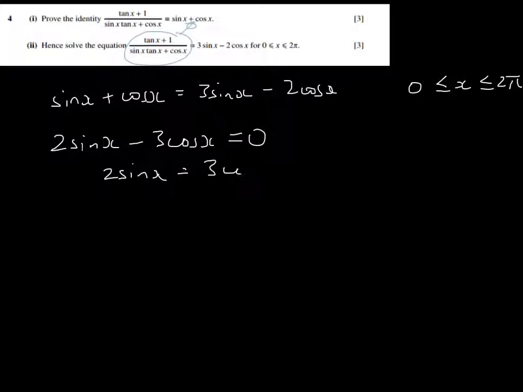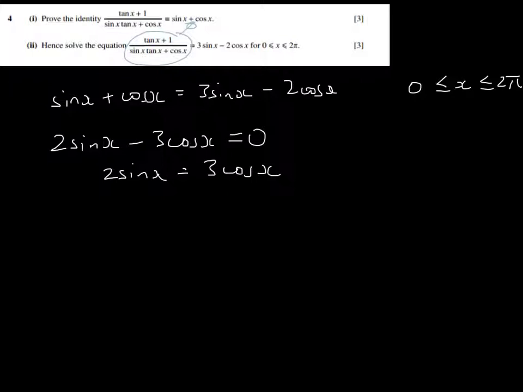Okay, so let's rearrange this to have the sines and cosines on one side. If I take away sine x and take away cosine x, I'm going to end up with 2 sine x minus 3 cosine x equals 0. Now, of course, I need this to be in one type of trig function to solve it. So actually I'm going to tweak that again, so 2 sine x equals 3 cos x.